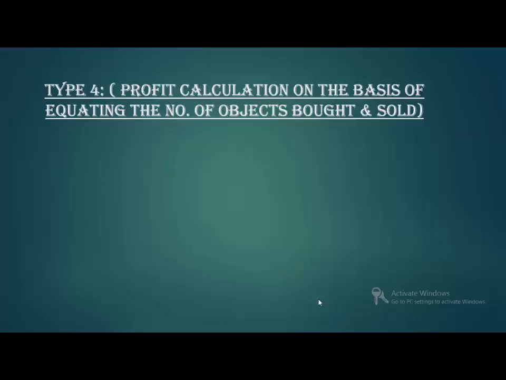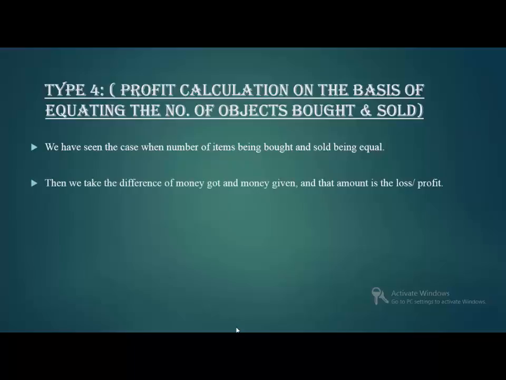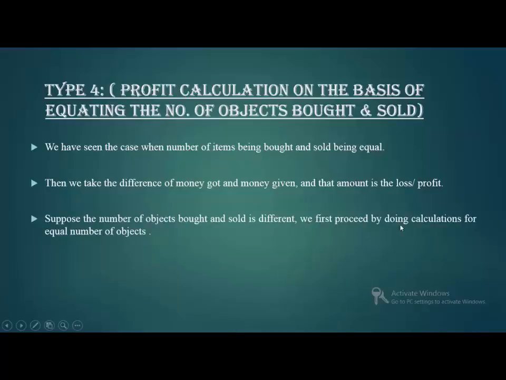Previously and usually, the number of items that are being bought and sold are equal. Then we take the difference of money and calculate the difference between cost price and selling price, which will amount to the respective loss or profit as given in the question. But when the number of objects bought and sold is different, we first proceed by doing calculations for an equal number of objects.